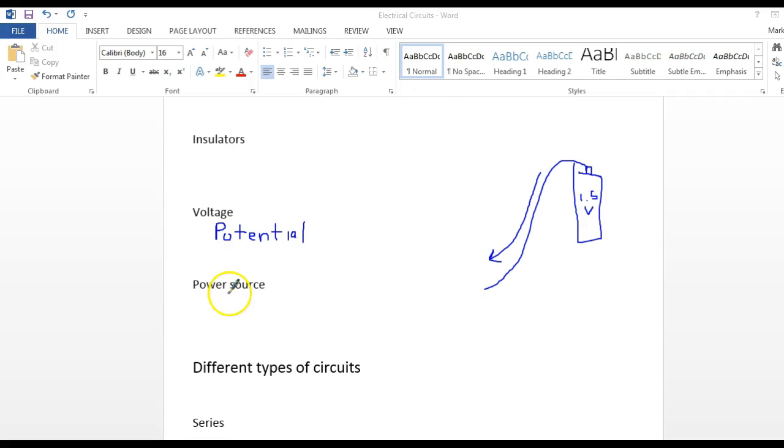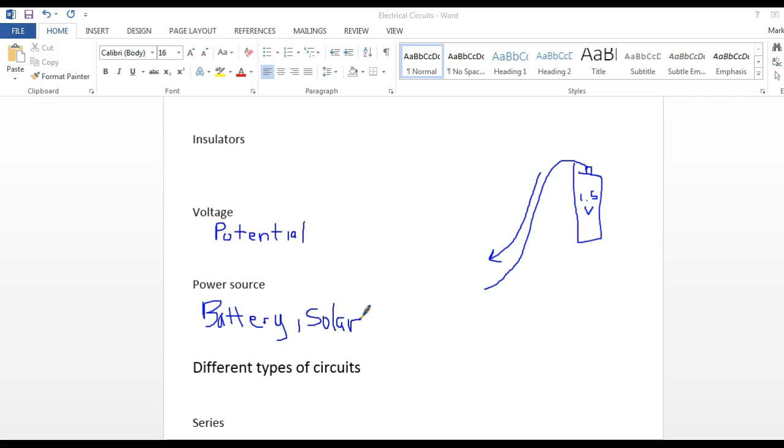And also, it has a power source. It could be a battery. It can be solar. It can be lots of different things. Wind. It can be, plug it into the wall. It can be generated by a generator, or like an electrical company. Just plug your cord into the wall and there's electricity there.